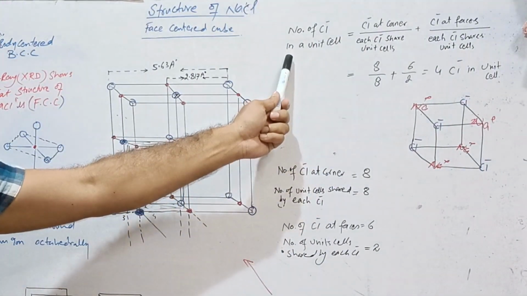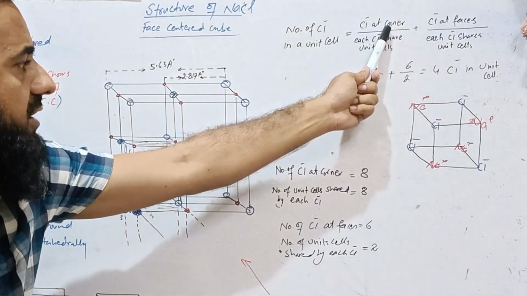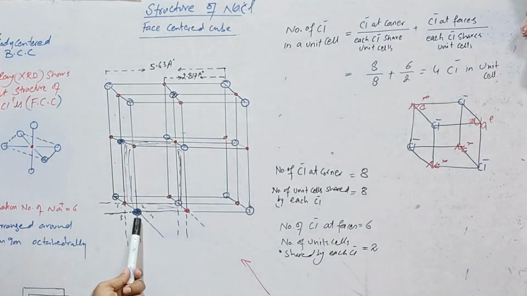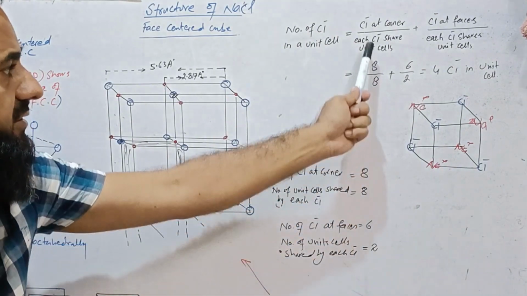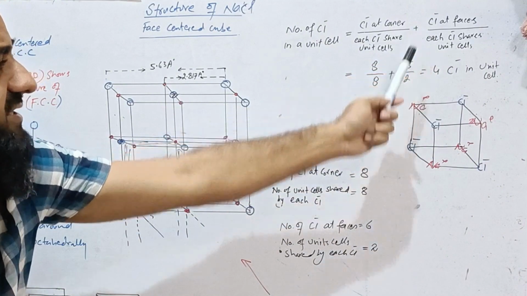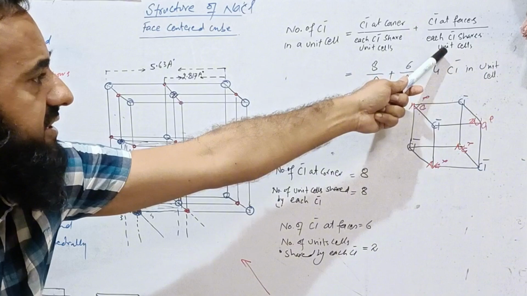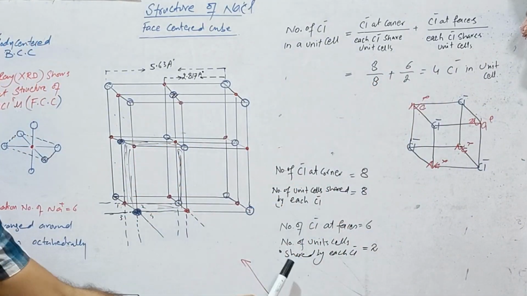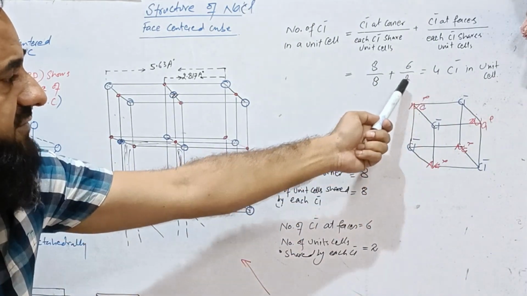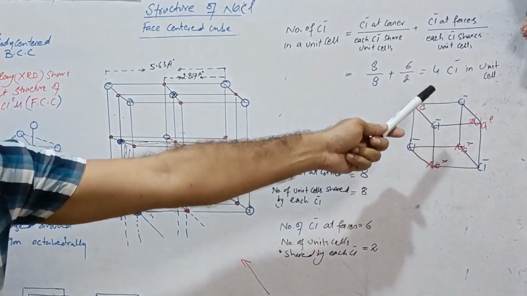Which formula can we use to calculate the chloride ions in a unit cell? Chloride ions at the corners: how many chloride ions are present at the corners? These are 8. And each chloride is shared by how many unit cells? These are 8. How many chloride ions are present at the faces? These are 6, as I mentioned. And each chloride is shared by how many unit cells? The number of unit cells shared by each Cl at the face is 2. So by using this formula and by simplifying, we concluded that there are 4 Cl ions in a unit cell.